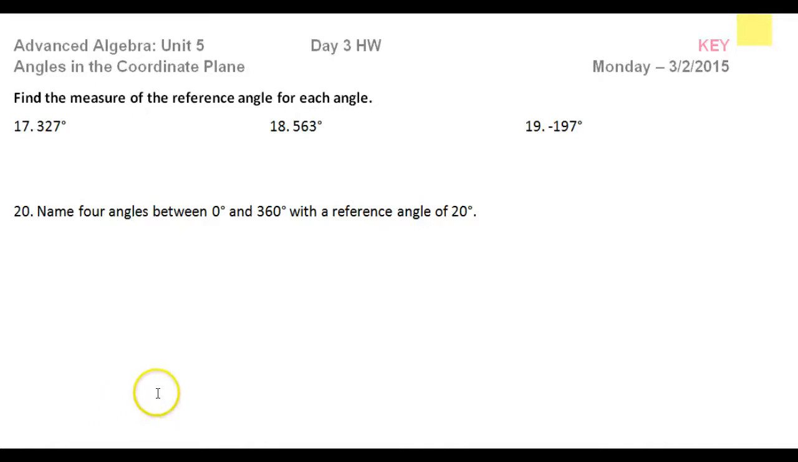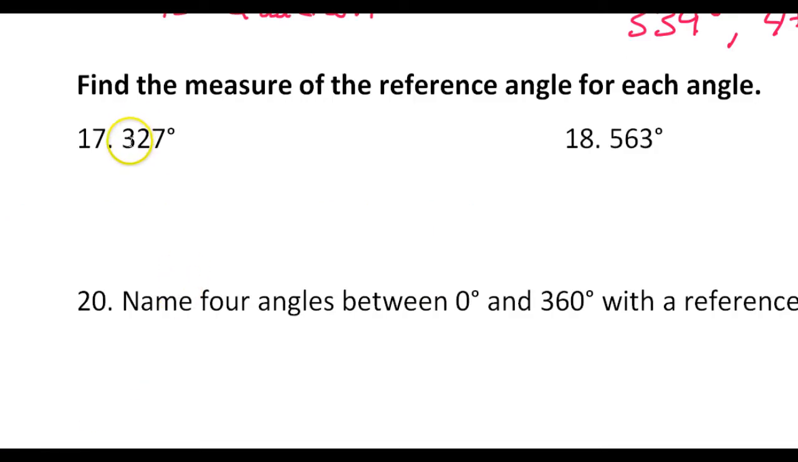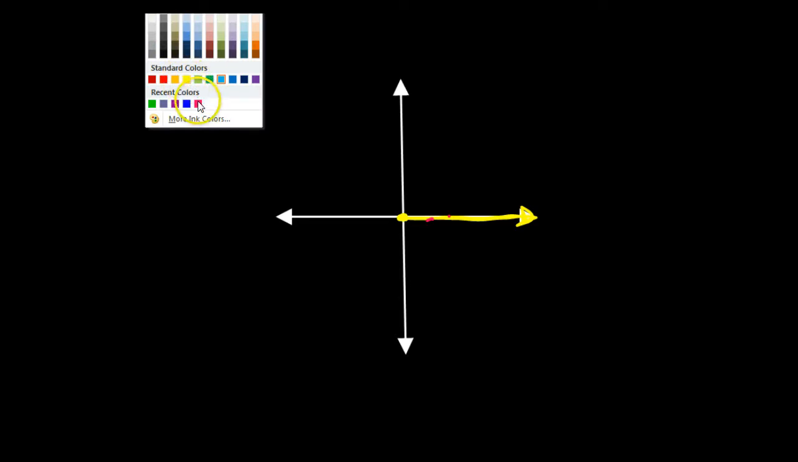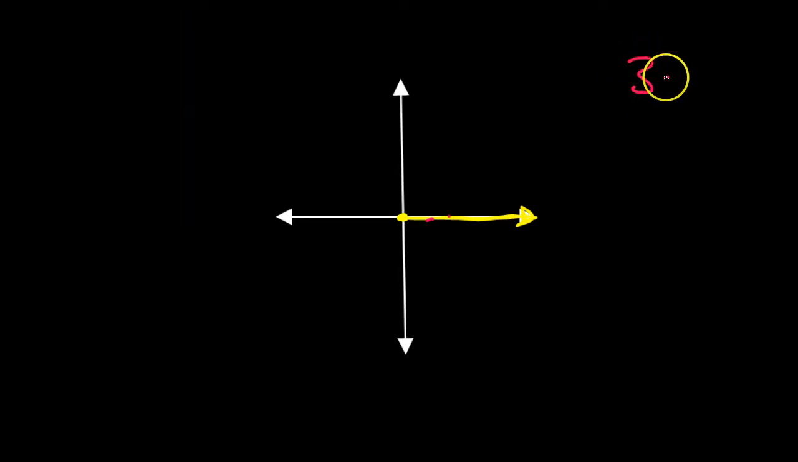In this video, we are going to learn what a reference angle is and how to find it. Let's find the reference angle for 327 degrees. Alright, now 327 degrees, let's start by drawing a sketch of that. So we're shooting for 327 degrees. Now let's count off the quadrantal angles as we go around.